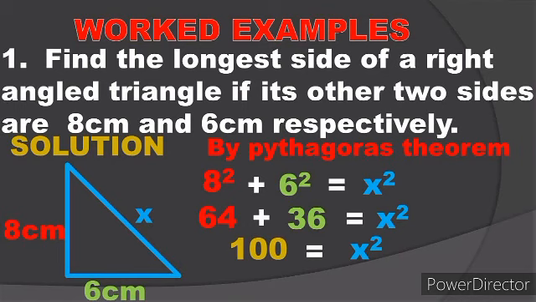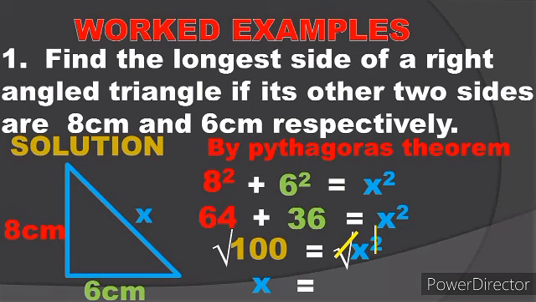Now here, we are going to cancel out the square, so we are going to root both sides. And rooting both sides, we have this. Now from this, the square root cancels the square, leaving my x behind. So now I have x is equal to the square root of 100.